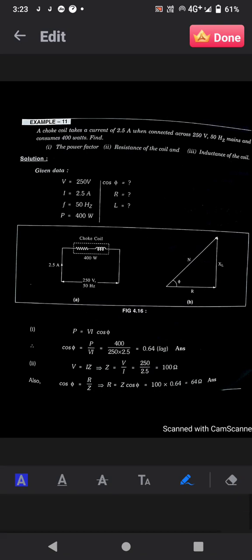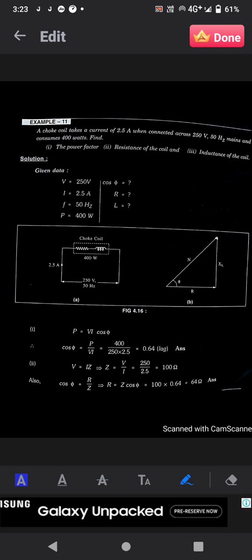They have given the data indirectly; the direct answer is not given. The power factor, resistance, and inductance we have to calculate, but they have given the current. It is quite the opposite of the previous problem. That is V equal to 250 volts, I equal to 2.5 amps, the frequency F is 50, and power is given as 400 watts. From that we have to calculate cos phi, the resistance value, and the inductance value.